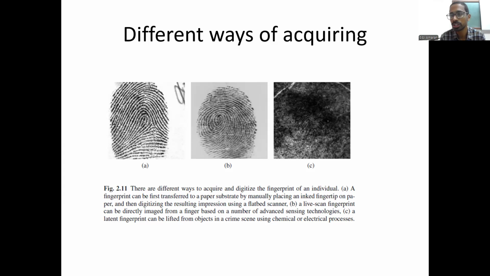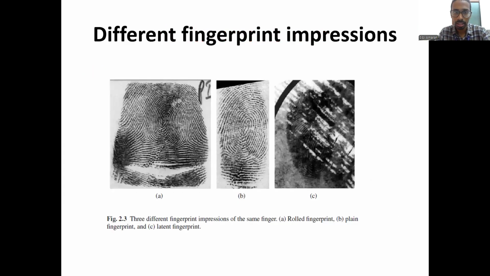The only option will be the fingerprint, but that also gives only a 30% possibility. But why I am explaining this latent fingerprint is that you have to understand what is offline and what is online. Online is the plain fingerprint, and offline will be the rolled fingerprint and the latent fingerprint.